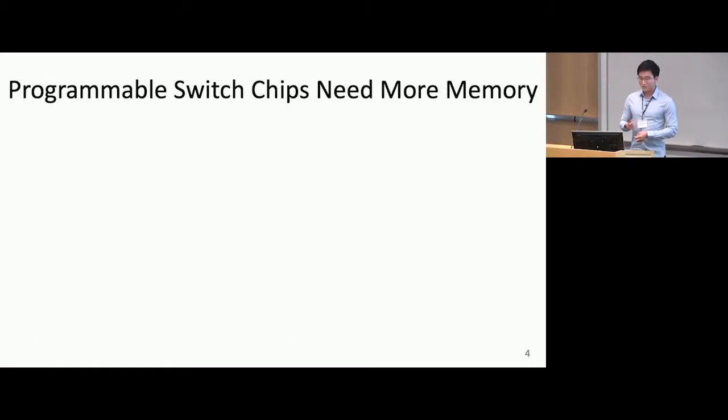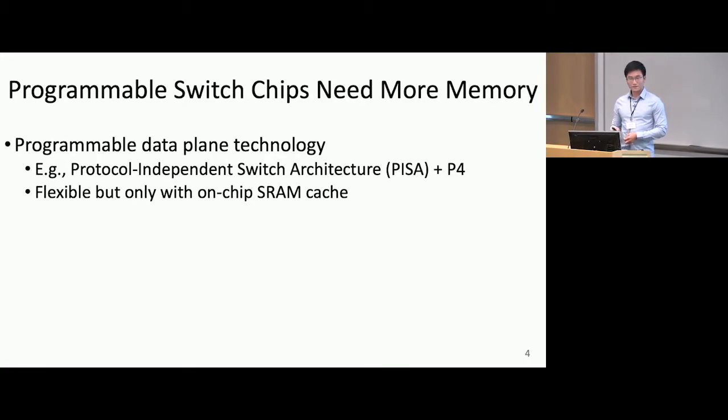Why is adding DRAM for switches particularly important and useful right now? This is because now in the networking world, we have a new technology called programmable data plane, and we have this new switch architecture called PISA, which offers flexible programmability, but which has only limited SRAM cache.